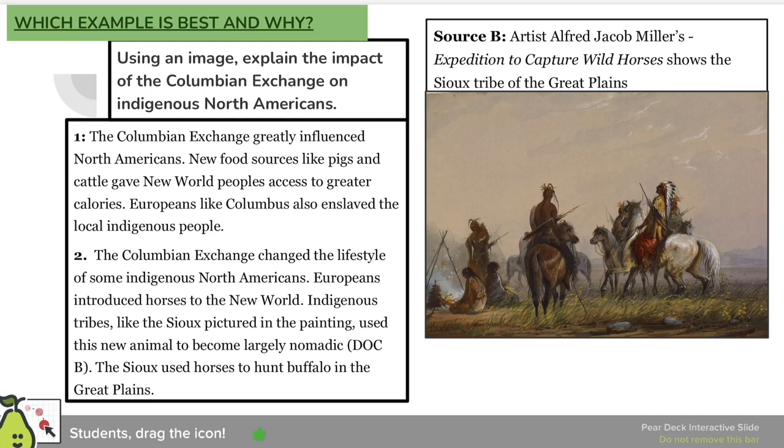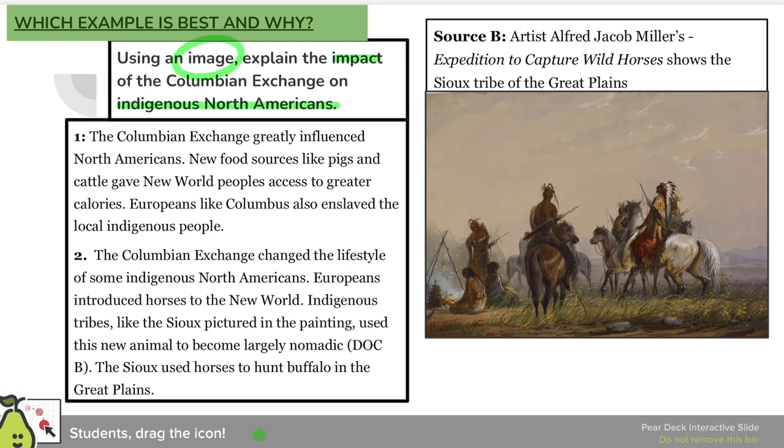Using the image, got to use it. Can't just have outside information about effects of the Columbian Exchange on the Native Americans. Like if you go off talking about smallpox and the encomienda and so on, that does answer the question of explain the impact, right? The effects, but it doesn't use the image. So you have to actually use the document. Explain the impact or the effects, causation, of the Columbian Exchange on the indigenous North Americans. So we are not talking about Africa. We are not talking about Europe. We are talking about effects of the Columbian Exchange on Americans. That is the question that we're going to answer, and we have to use the document.